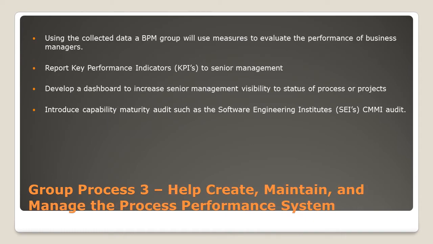The BPM group next helps create, maintain, and manage the process performance system. Using the collected data, a BPM group will use measures to evaluate the performance of business managers. They report key performance indicators, KPIs, to senior management. They develop a dashboard to increase senior management visibility to the status of process or projects. And they can introduce a capability maturity audit, such as the Software Engineering Institute's SEI CMMI audit.